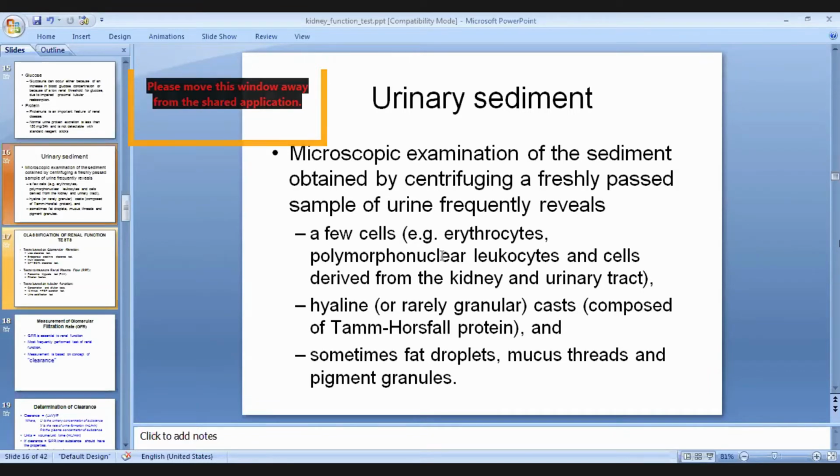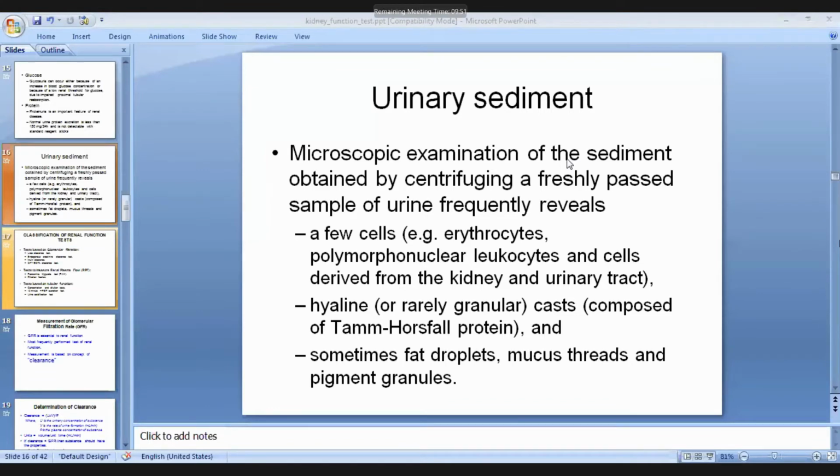So by performing the microscopic examination, we can assess different types of diseases. Under the microscope, we see different types of cells, erythrocytes, polymorphonuclear cells, the different casts, fat droplets, mucus, and pigment granules. All these things are observed under microscopic examination.